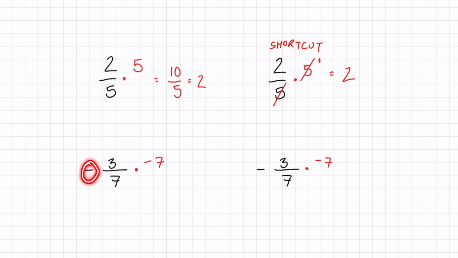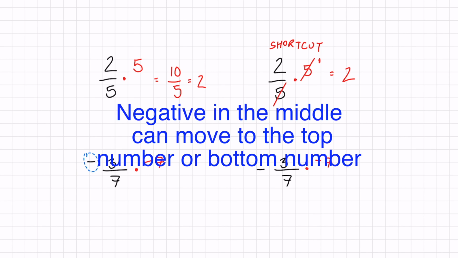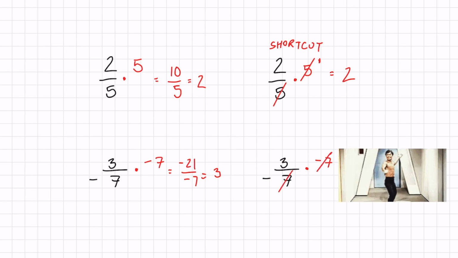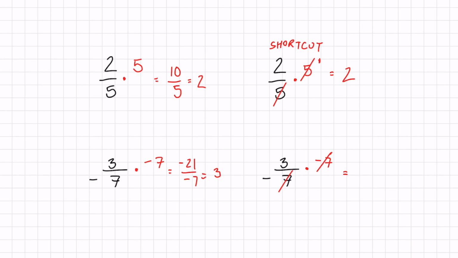If you got a negative in the middle of the fraction, you can move that to the top or bottom. It doesn't matter which one. Let's say we move it at the bottom. Here's the old way. You would have to do 3 times -7, which is -21, divided by -7 is a +3. But the shortcut, if you got the same numerator and denominator, those can just cancel out right away. So you don't even have to do all that. That will just equal 3.